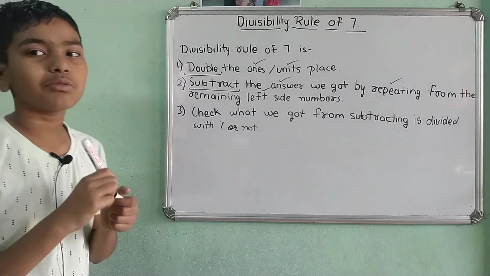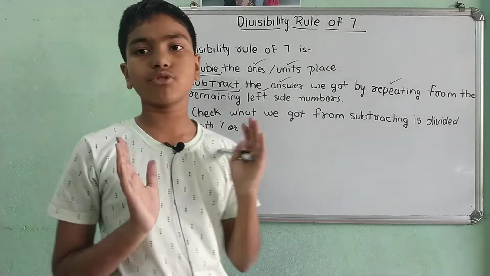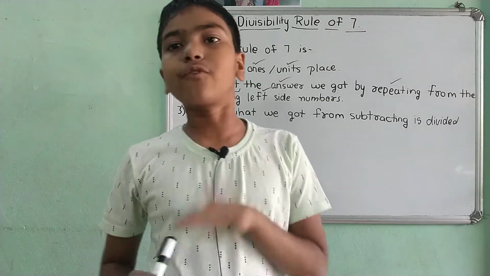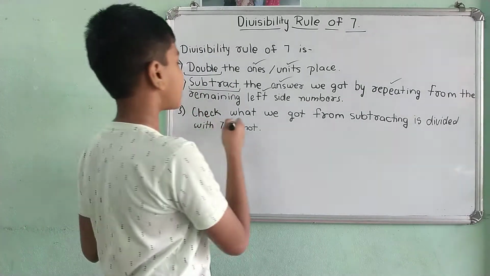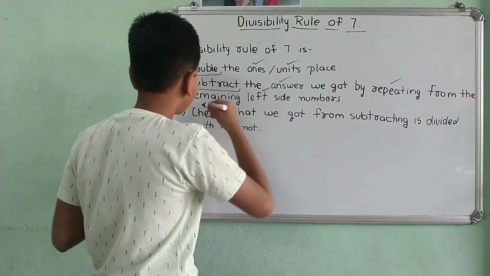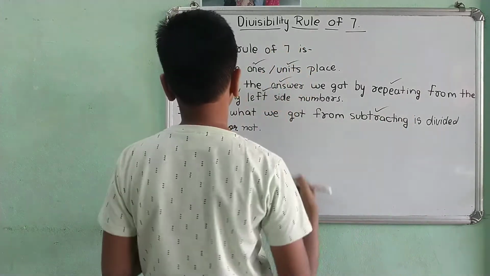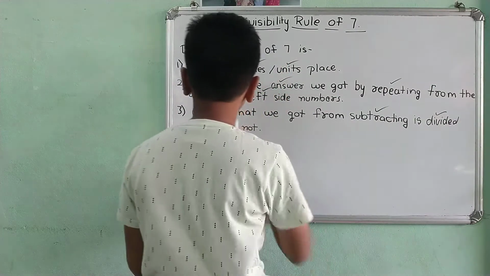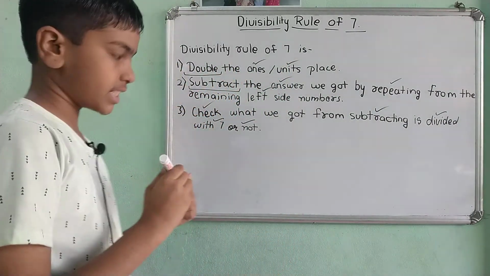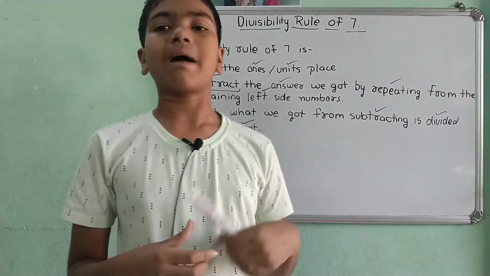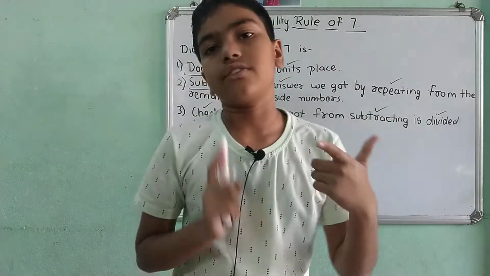Now, as you may not understand this yet, I will prove it through some examples. I will give you 6 examples and 4 questions to solve. Next, check whether what we got from subtracting is divisible by 7 or not. So these key features should be in your mind. I will explain in my own way, then we will solve some examples.